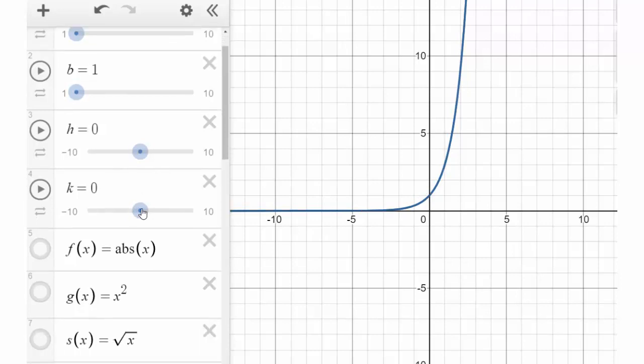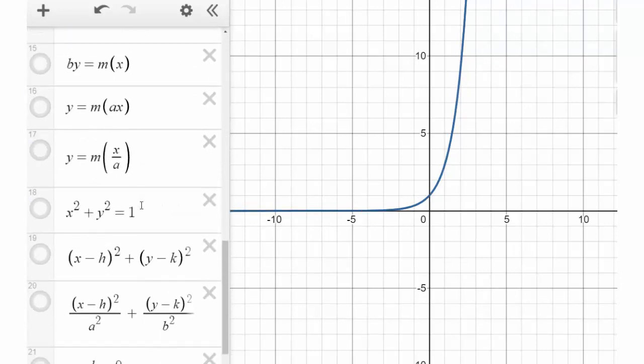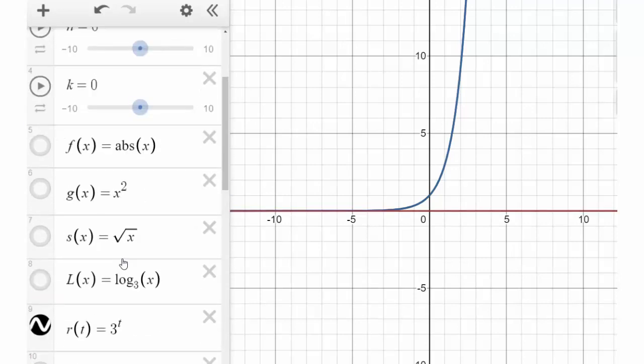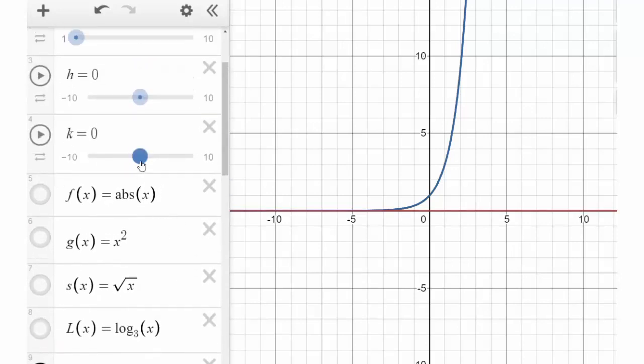So how do you determine that? Right now, the asymptote is y equals 0. And so now let's move both the asymptote and the graph and see. You can see the exact same thing happens. Even the asymptote moves up and down with the graph.